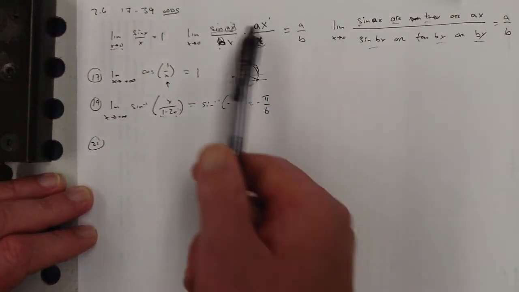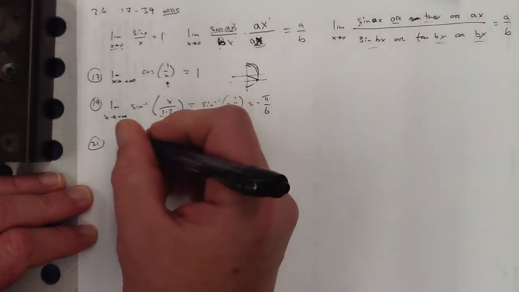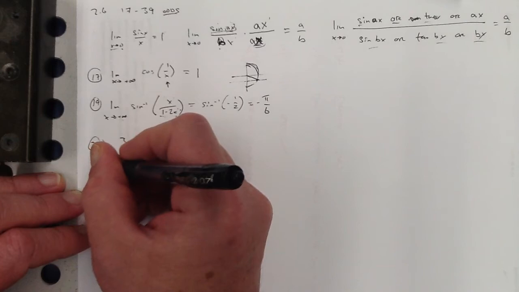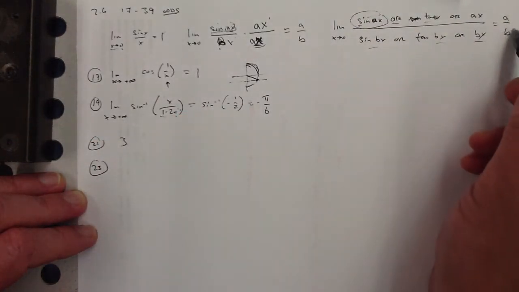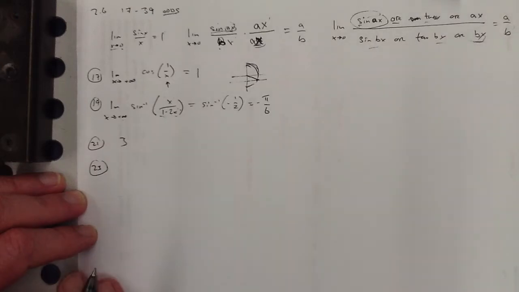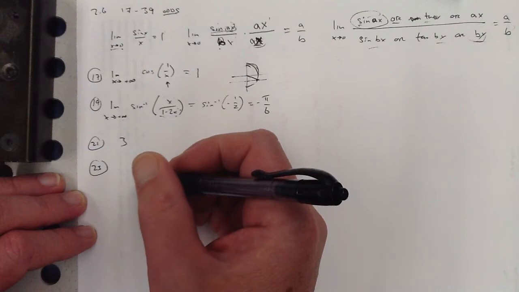All right, here we go. Now I can use my trick here. So sine, I got 3 theta over theta. That's 3. And that's because it was just this over this. One of those. Number 23.